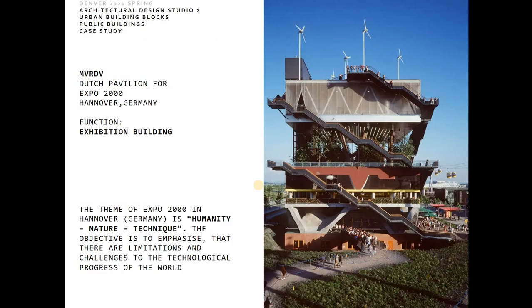The third one is MVRDV Studio, Dutch Pavilion for Expo 2000, Hanover, Germany. It was an exhibition building. The theme of the Expo 2000 in Hanover: humanity, nature and technique. The objective is to emphasize that there are limitations and challenges to the technological progress of the world.